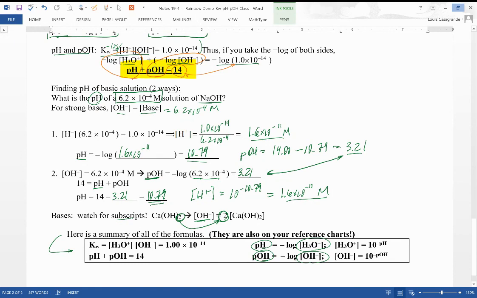So this is pH and pOH. I hope it gives you a better understanding, and I will see you in class.